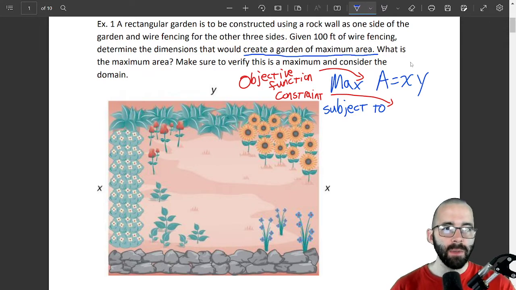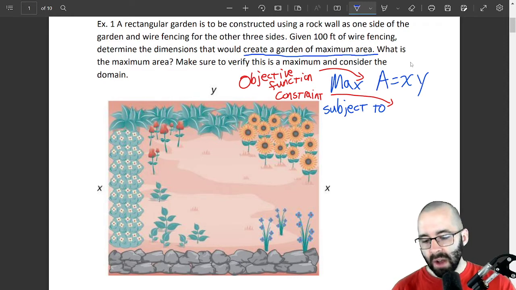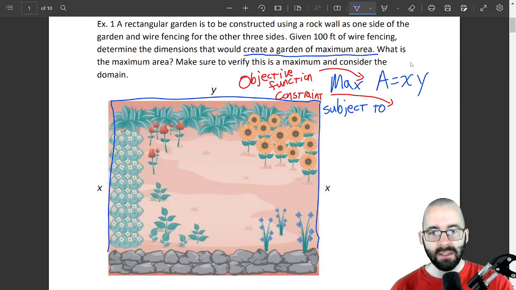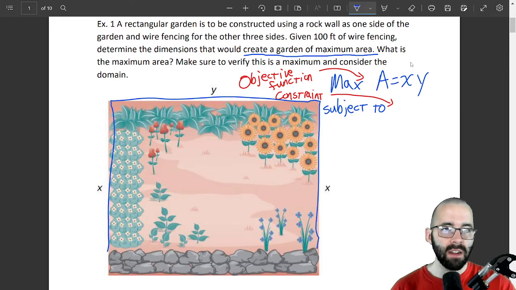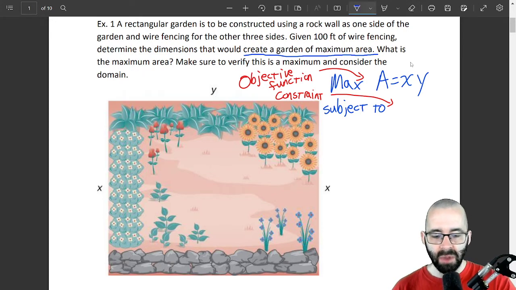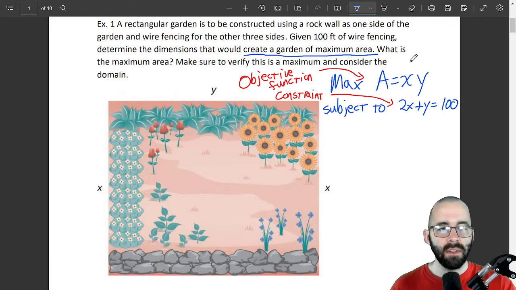What is our requirement here? Our requirement is that we only have 100 feet of fencing. So how does that 100 feet of fencing interact with the x's and the y's? Well, that just means that this length plus this length plus this length has to be less than or equal to 100. And we're just going to say equals because we're trying to make it as big as possible. So let's use all the fencing. So the x plus the y plus the x has to equal 100. Collect like terms to get 2x plus y equals 100.